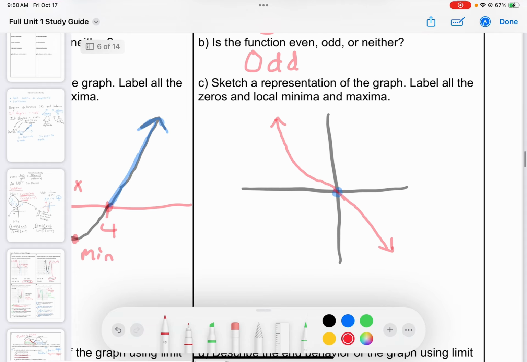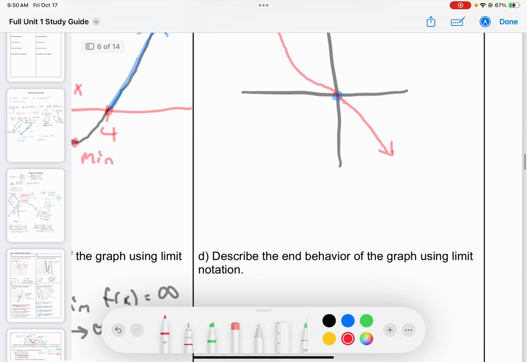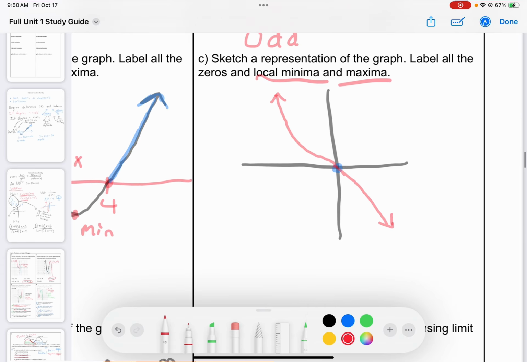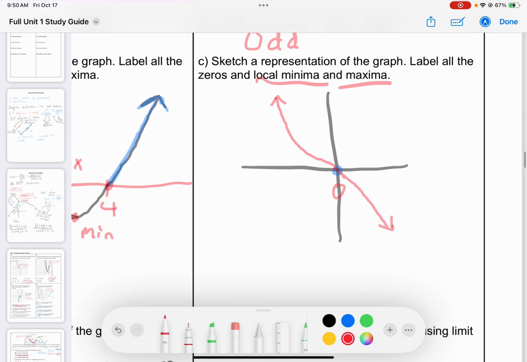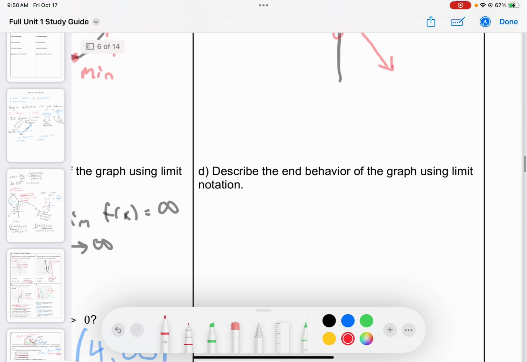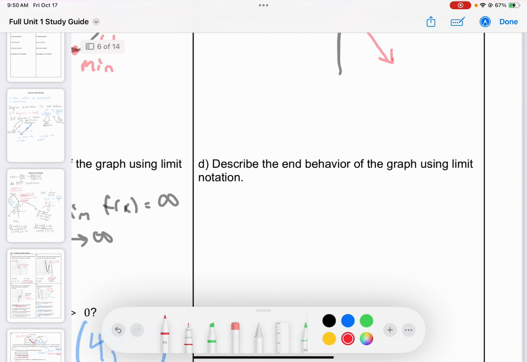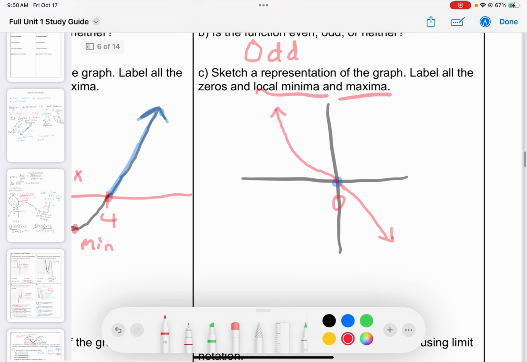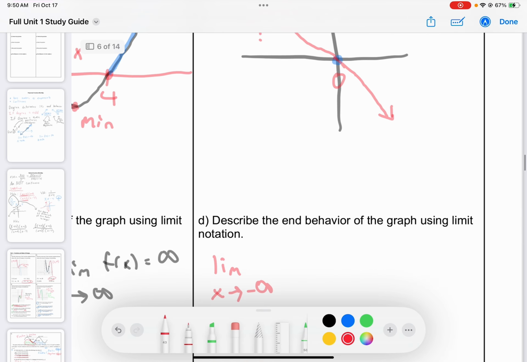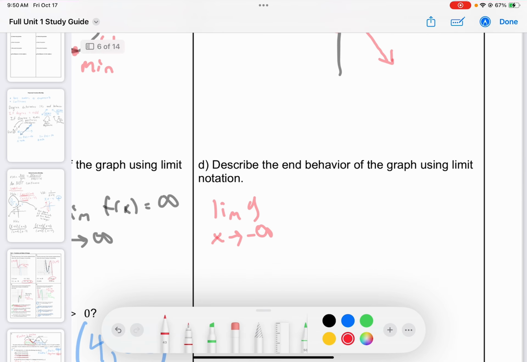So we don't have any local min or local max. It's just absolute, or neither of those either. So, okay. We have a graph of our function. I guess I should label this as 0. Discuss the end behavior. Well, what's happening here? As the limit as x heads towards negative infinity, where are we heading? We're heading towards positive infinity. So g of x is equal to positive infinity.